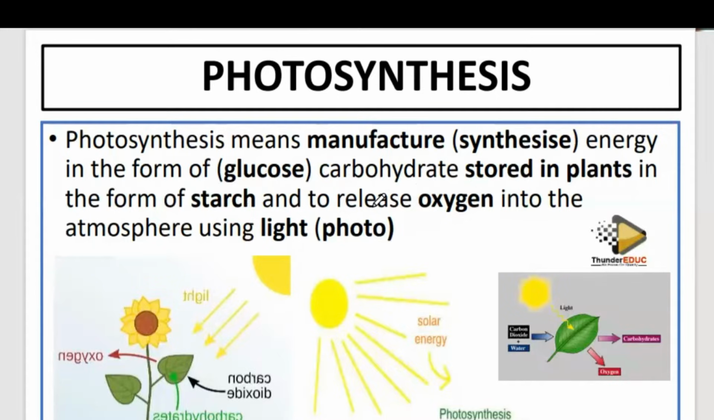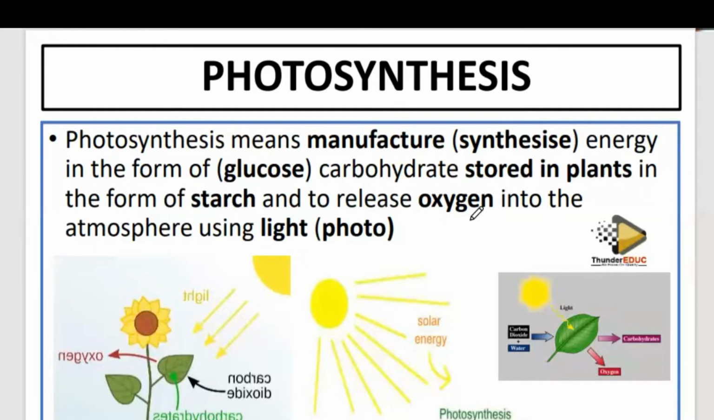So to release oxygen into the atmosphere using light. So it does not stop there. It also produces oxygen, but oxygen comes as a byproduct to the atmosphere. So we benefit through photosynthesis in two ways. Number one, actually three ways.